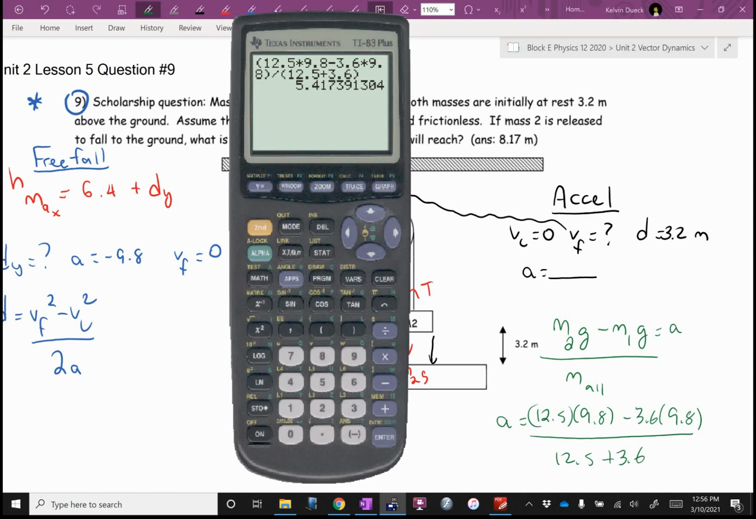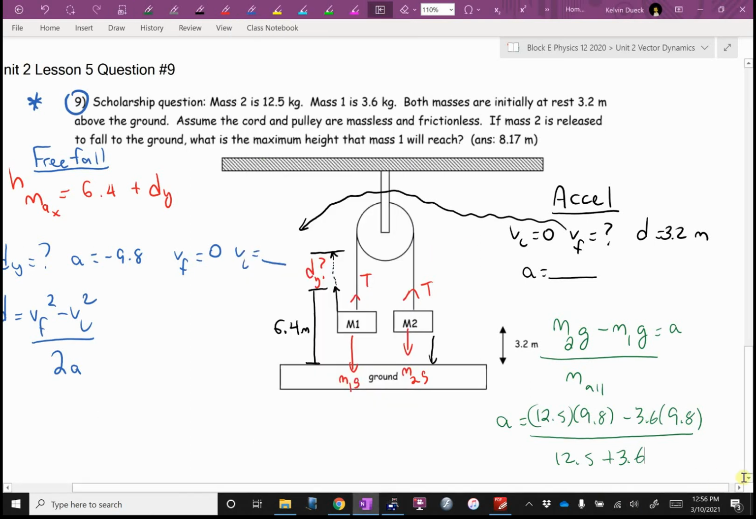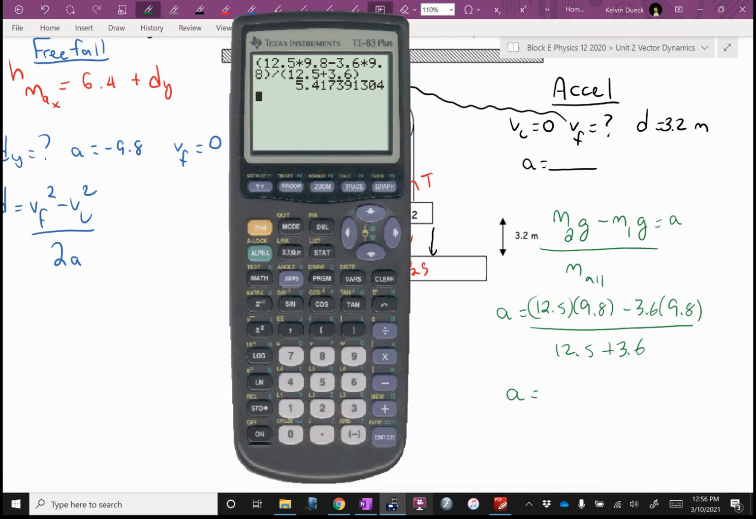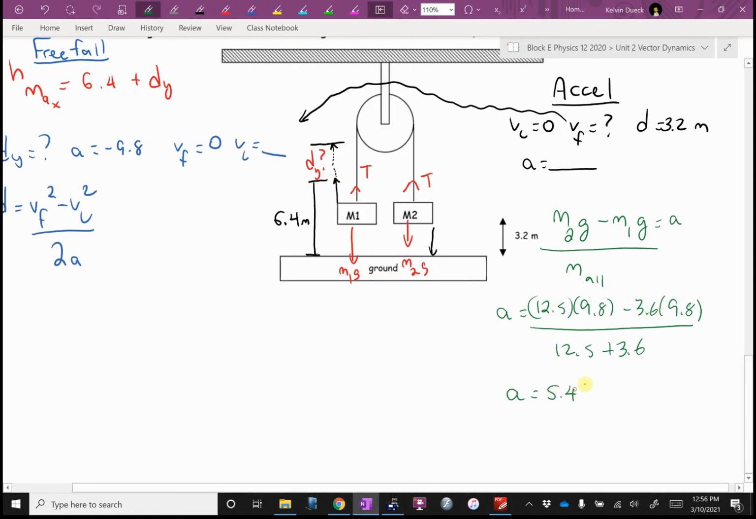It's going to accelerate up at 5.4174 meters per second squared. A equals, what did I say, 5.4174, which I can stick to here. I can find V final at the top of this 3.2, which will be V initial when it starts launching, carrying up into the air.